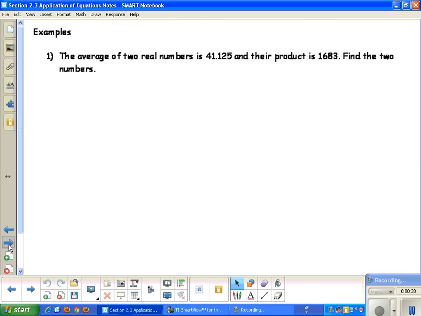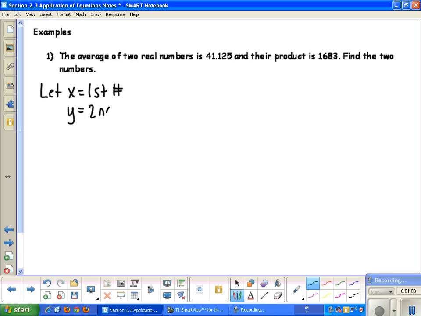Our first example is: the average of two real numbers is 41.125 and their product is 1683. Find the two numbers. The first thing I want to do when I'm doing these problems is to always define my variables. So I'm going to say let x be equal to the first number, and y is equal to the second number.